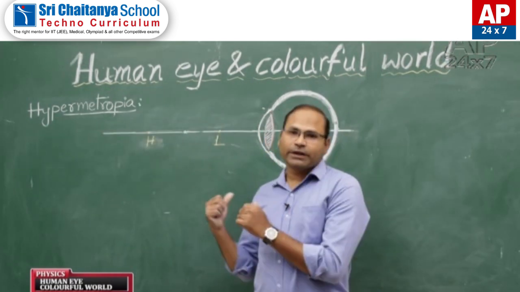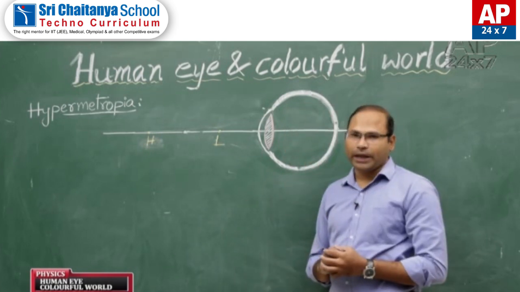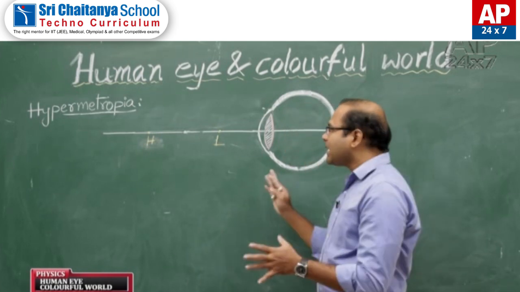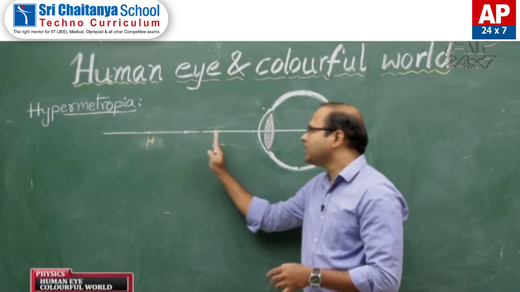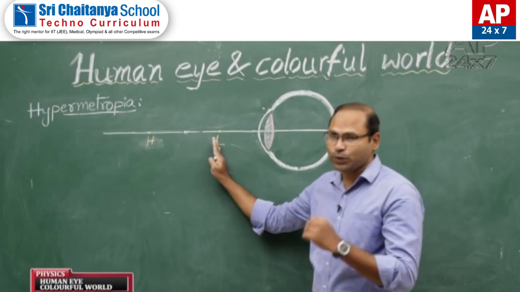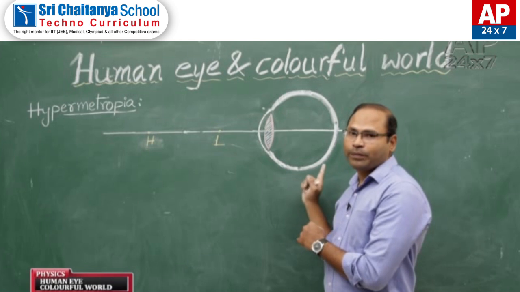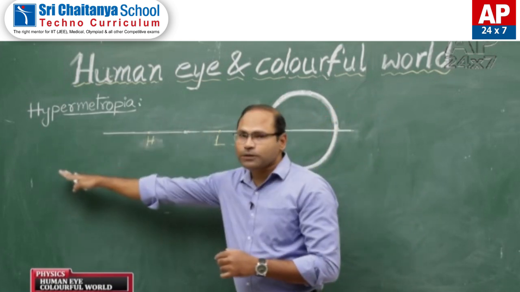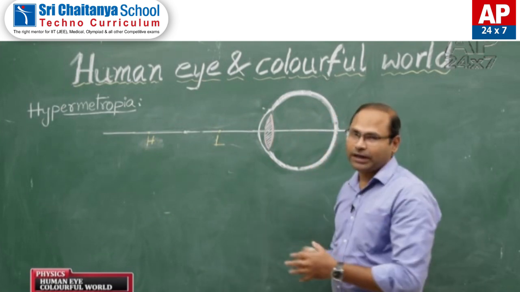Now, how can this defect be corrected? Let us suppose this is a hypermetropic eye, and if an object lies anywhere in between these two points, that is the near point and the least distance of distinct vision, then the eye lens cannot form a clear image on the retina. But if the object lies beyond this near point, then the object can be seen clearly.